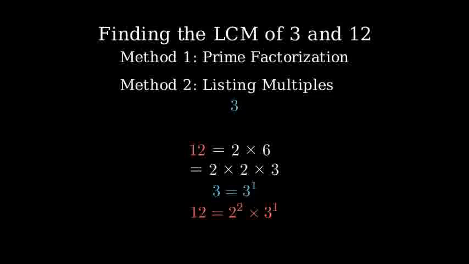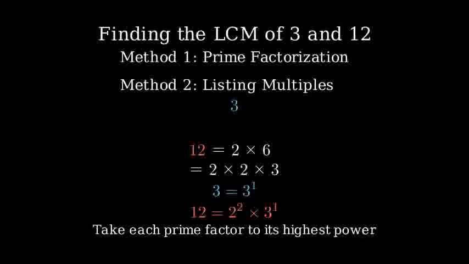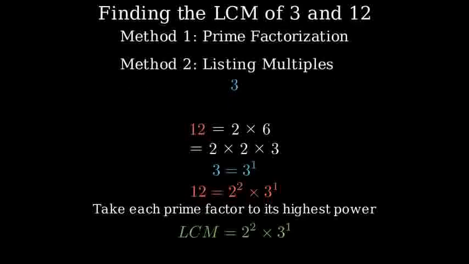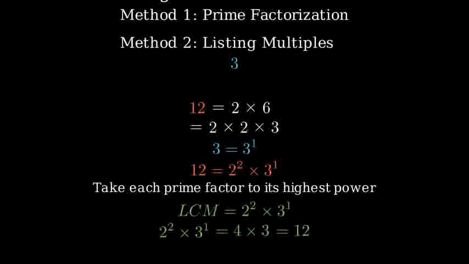To find the LCM using prime factorization, we take each prime factor to the highest power in which it occurs in either number. For 2, the highest power is 2 squared from 12. For 3, both numbers have it to the first power. Now, let's calculate this. 2 squared is 4, times 3 to the first power is 12. Therefore, the LCM of 3 and 12 is 12.